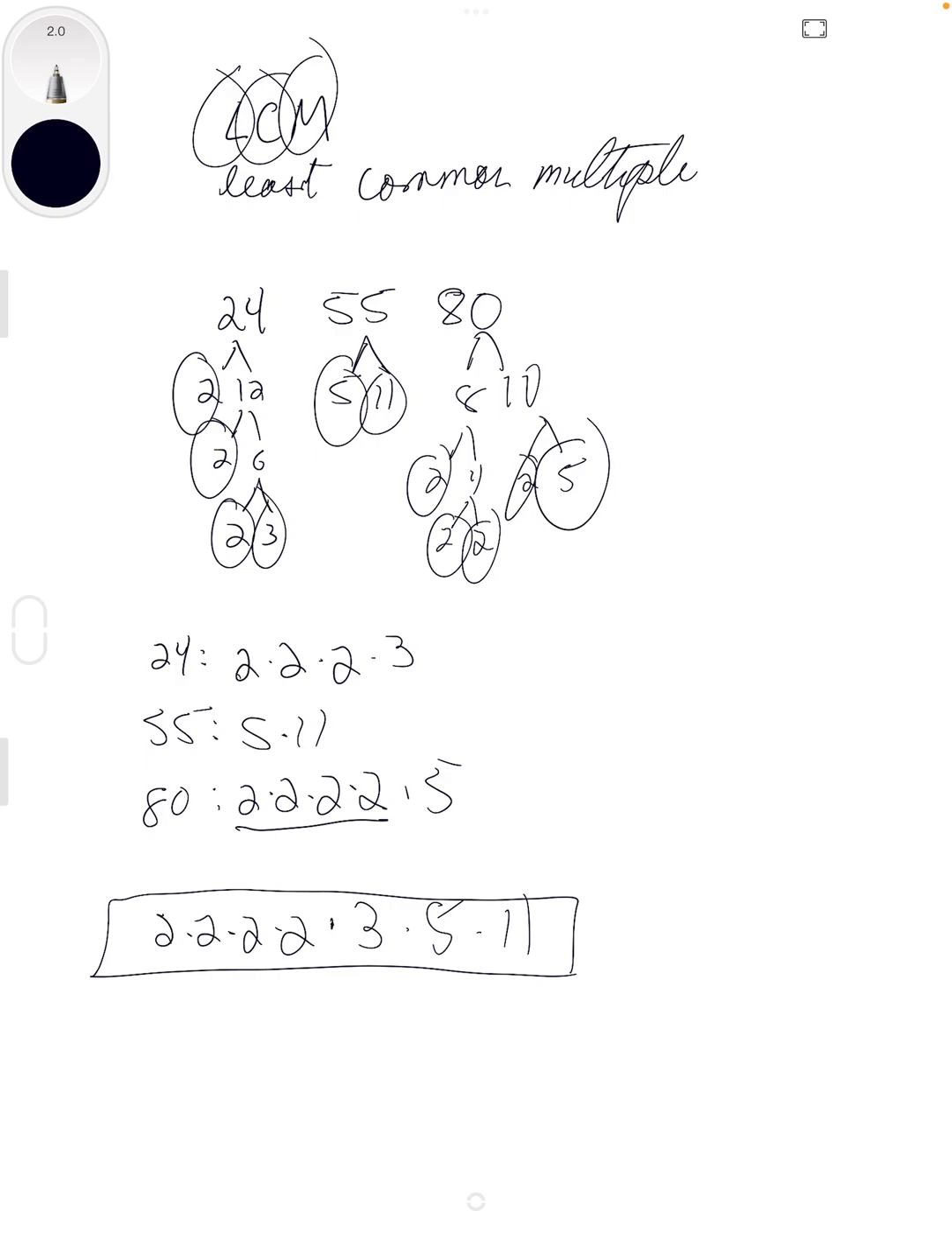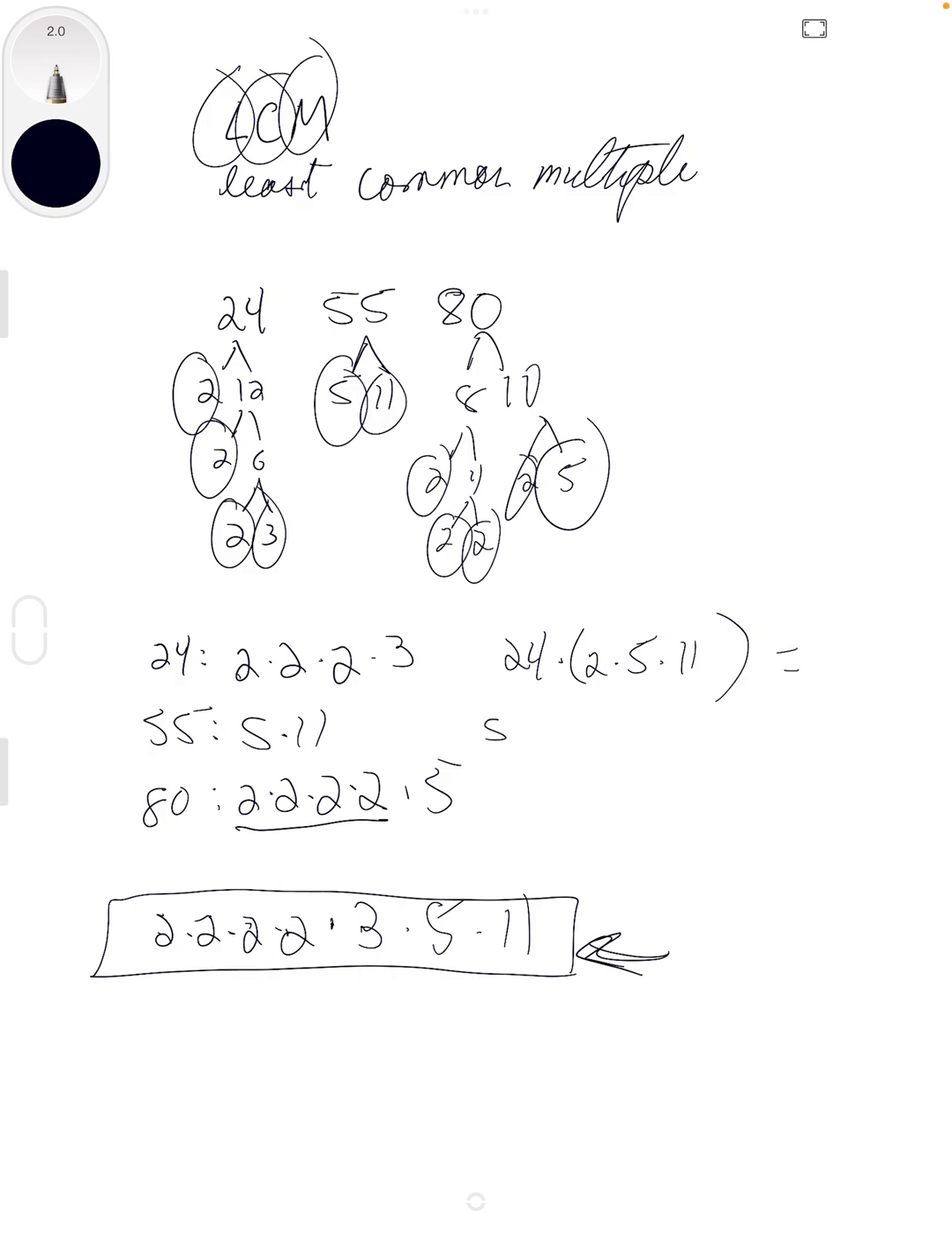These will go into it. If I were to say, okay, 24 times what would give me this number? Well, 24 is 2 times 2 times 2 times 3. It's missing a 2. It's got a 3. It's missing a 5 and an 11. Okay, that would equal this number.